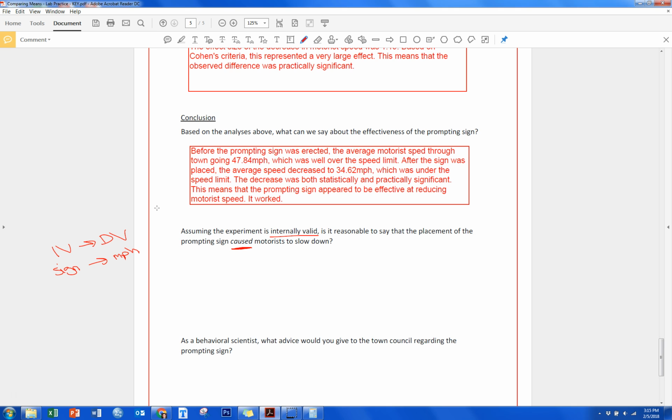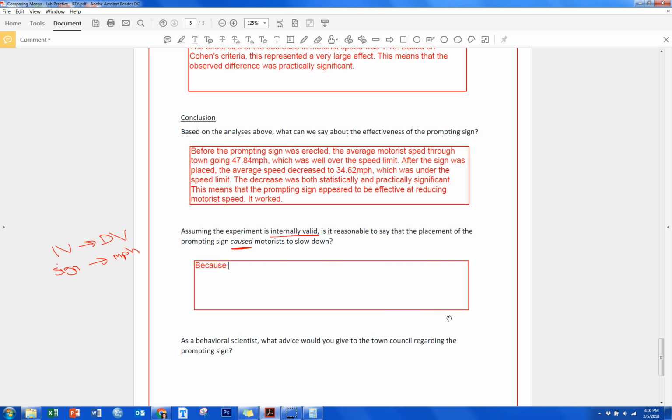If we had done something like, we found some towns that used the prompting sign and measured there, we found some towns who didn't have a prompting sign, we measured there and then compared those, that would be a correlational study. But we wouldn't be able to use the causal language. But since we manipulated this variable, or the town did, right? Since we manipulated the independent variable, and theoretically, the only difference in speed is what we caused, then yes, we can say that the sign caused motorists to slow down.